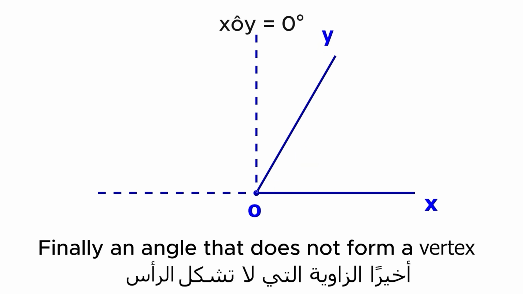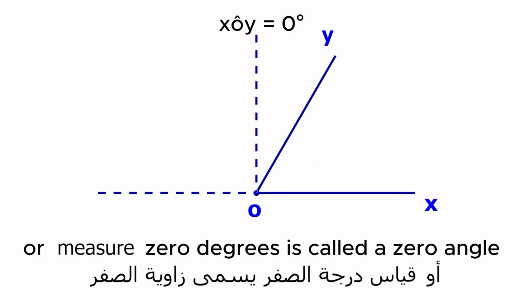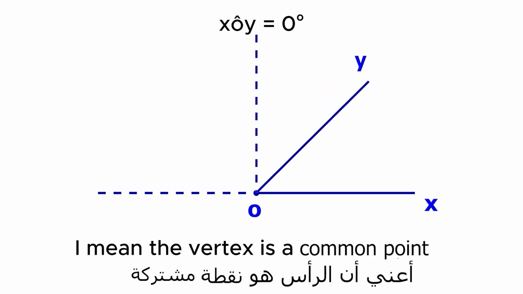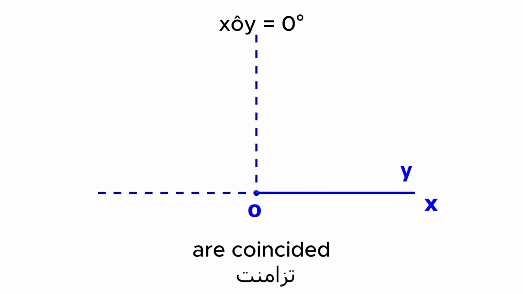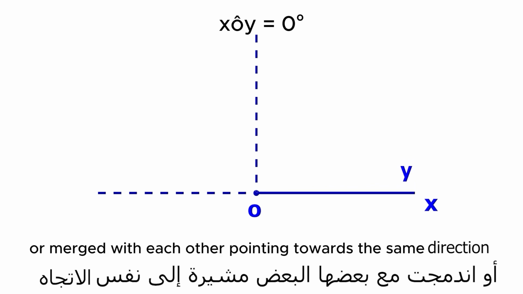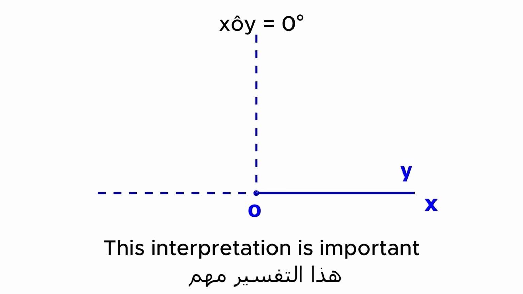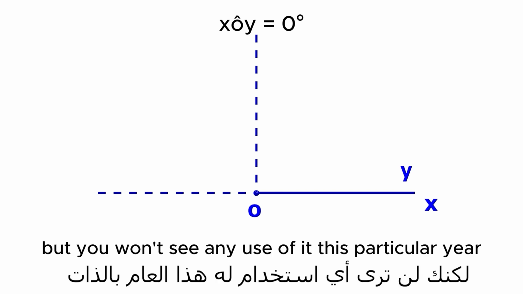Finally, an angle that does not form a vertex, or measures 0 degrees, is called a zero angle. I mean the vertex is a common point, and two intersecting rays connected at the common point coincide or merge with each other, pointing towards the same direction. This interpretation is important, but you won't see any use of it this particular year.